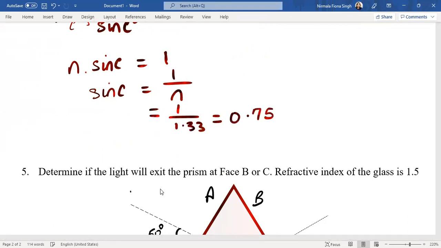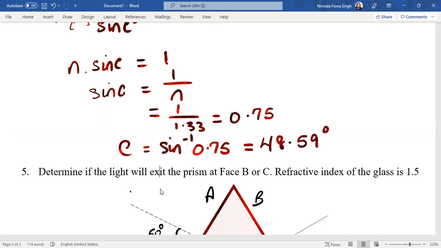0.75. But that is going to be sine of c. I want to work out c now. So c will be sine inverse of 0.75. Tell me what you'll get. 48.59. Really simple. So you can work out the critical angle for any material once you know the refractive index.